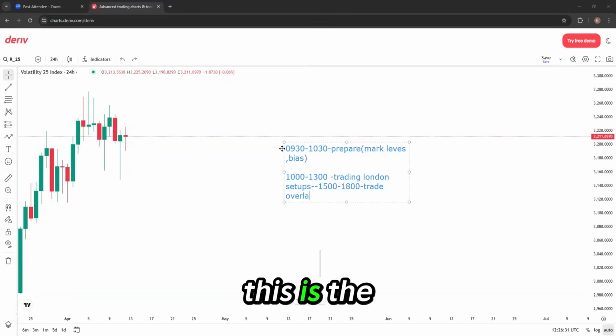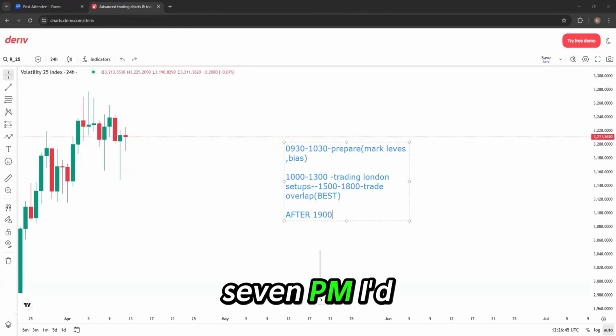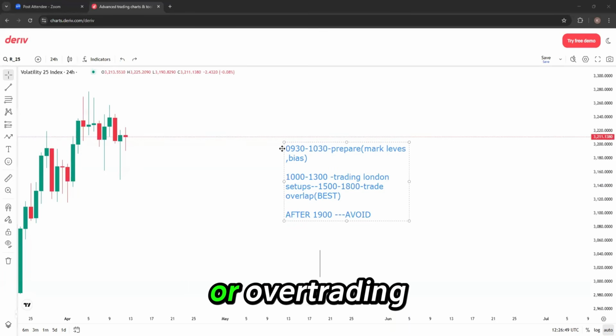Right? This is the best time where I'll trade my overlaps. So I'll just mark it as best. And then just after 7 p.m., I would completely avoid trading or overtrading.